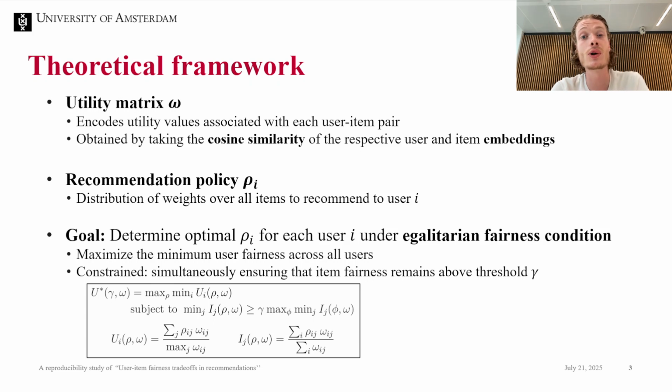The values in rho are obtained by solving a constraint optimization problem that adheres to the principles of egalitarian fairness for users, meaning the goal is to find optimal values in rho by maximizing the minimum user fairness across all users. The user fairness is denoted as UI here, and the item fairness as IJ. User fairness is constrained by an item fairness constraint, and simultaneously needs to ensure that item fairness remains above a specific threshold gamma of the maximal possible item fairness.